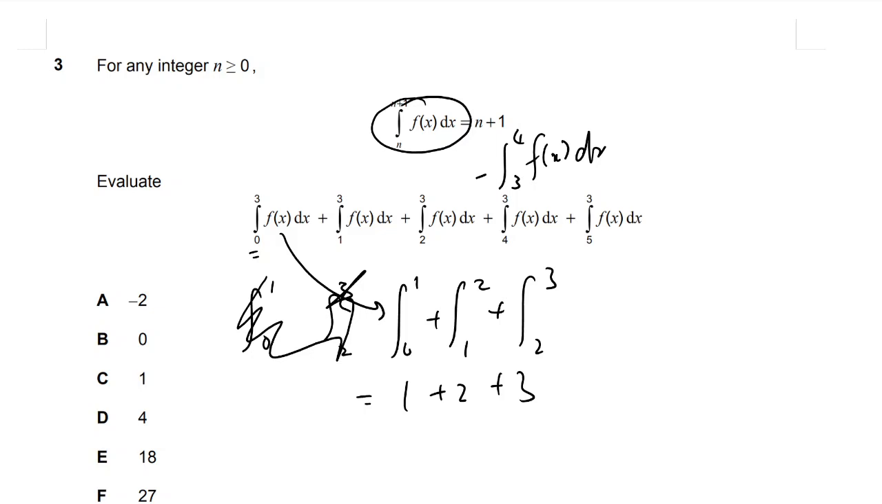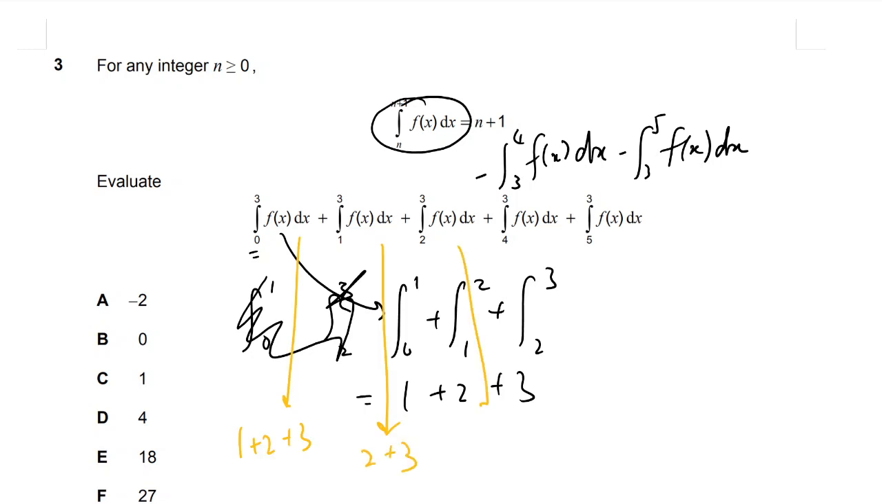Okay, so let's apply the same rules to all of them now. The first one, I told you, is 1 plus 2 plus 3. Second one, you tell me, what is it? Oh, 2 plus 3. Third one is only 3 itself. Fourth one, now careful, there's a negative here, so it'll be negative 4. It's negative 4 because the integral evaluates to 4, and with the negative sign in front, you get negative 4.